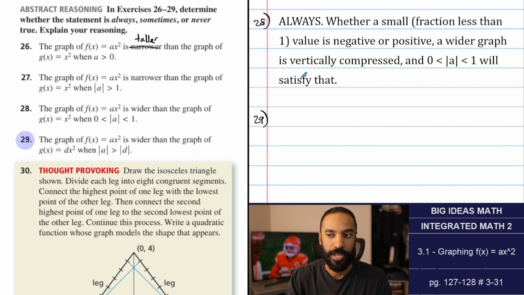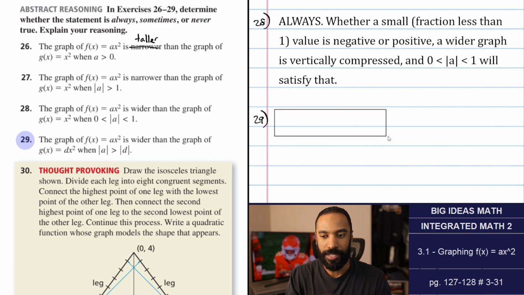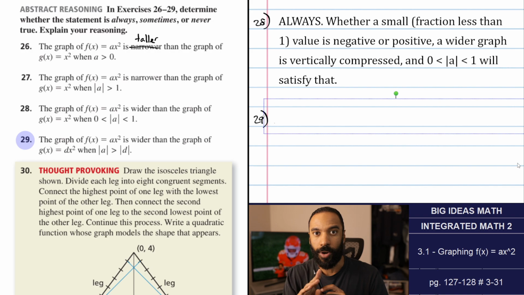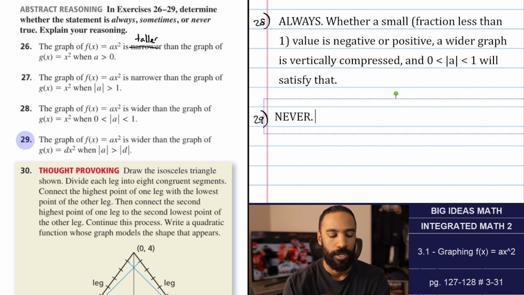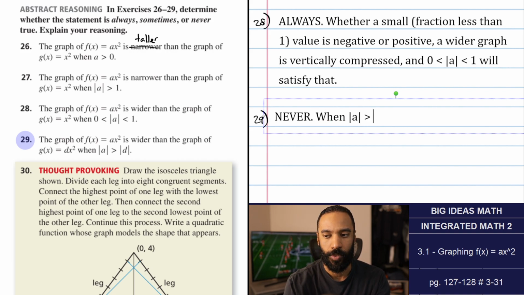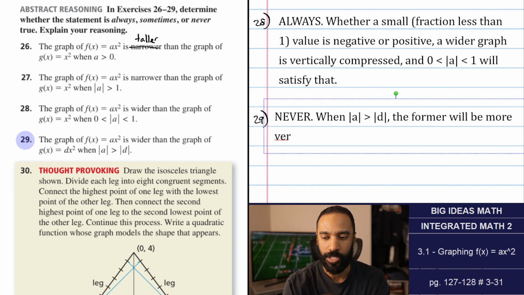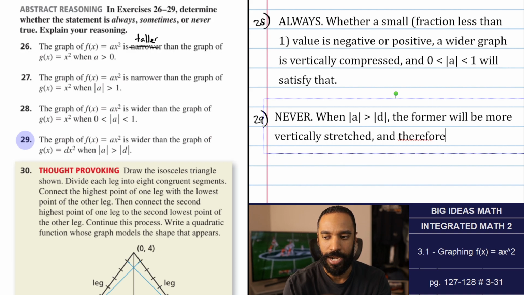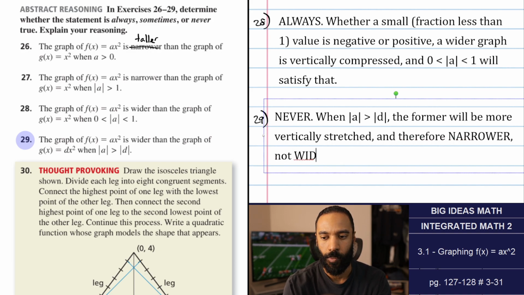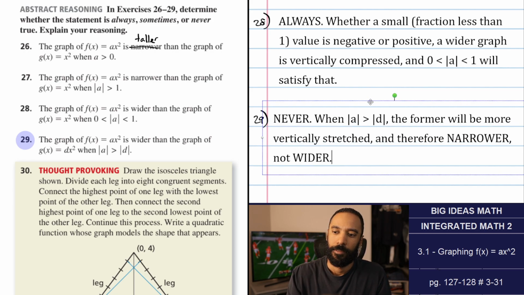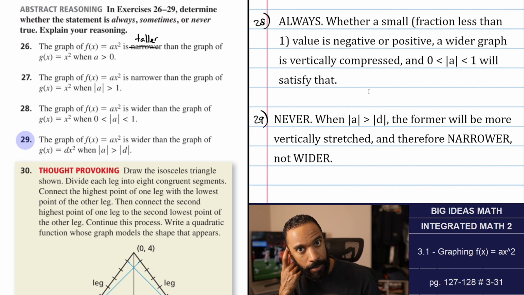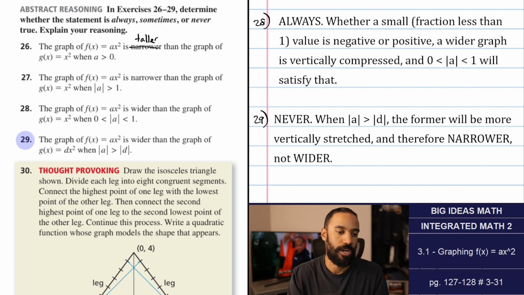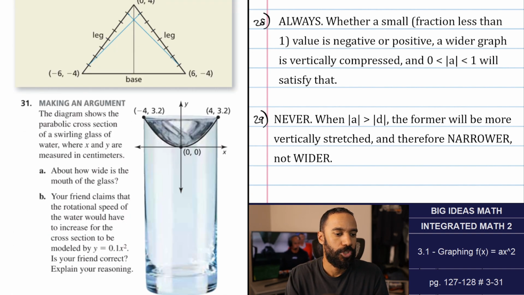In this case, this is never. When absolute value of a is greater than absolute value of d, the graph will be more vertically stretched, which makes it narrower. So this is never. When absolute value of a is greater than absolute value of d, the former will be more vertically stretched and therefore narrower, not wider. Now remember, that's on the negative or positive realm, right? Absolute value of negative 10 is greater than the absolute value of negative 2, and then it will be taller. Okay. Two more questions. Here we go.